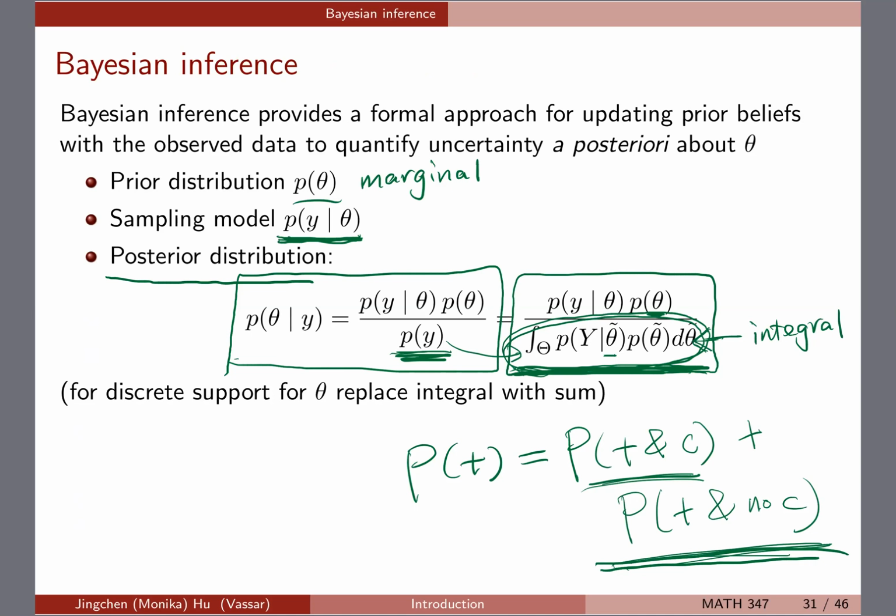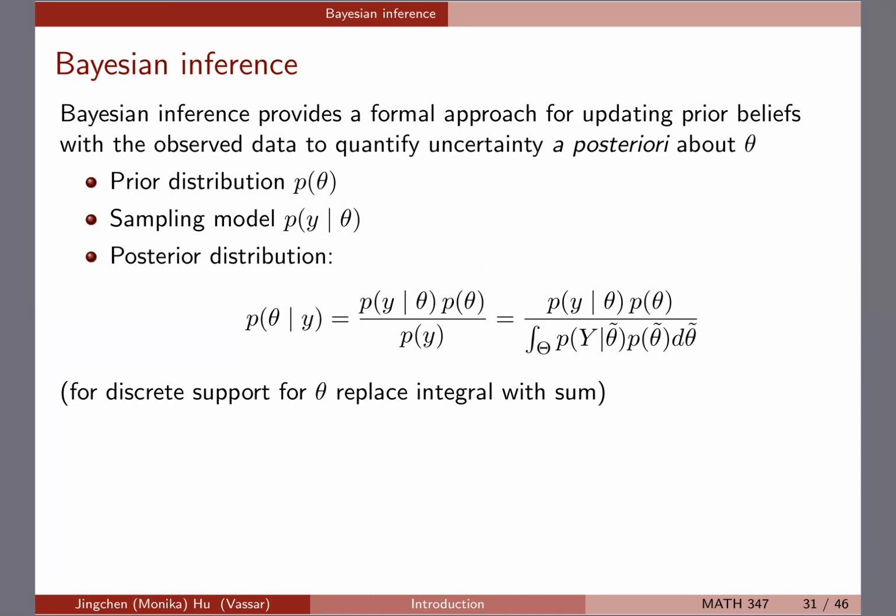And then moving forward, when theta itself becomes continuous, you might have to do some integration technique to make this work. And that's where the computation techniques are pretty important in Bayesian inference. And as we go along, we'll see some kind of approximation or some kind of sampling mechanism to make it work.